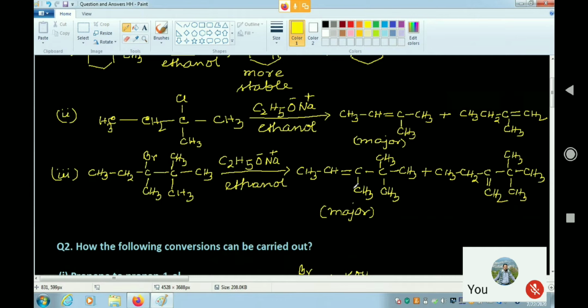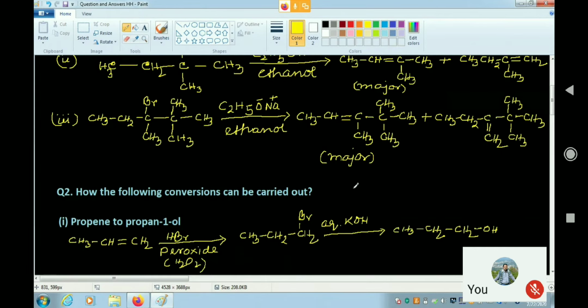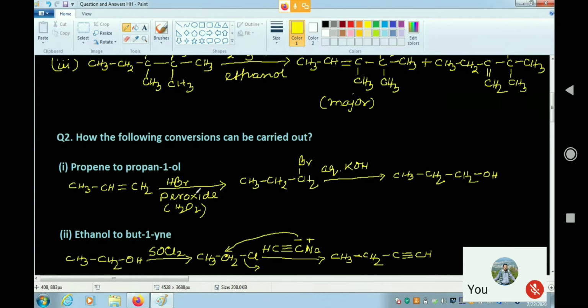Now let us find a few conversions in the second question. Few conversions as given here. Propene to propan-1-ol. So propene is this one. Now the OH group has to be at the first carbon. For that we can prepare 1-bromopropane from propene by the anti-Markovnikov process.